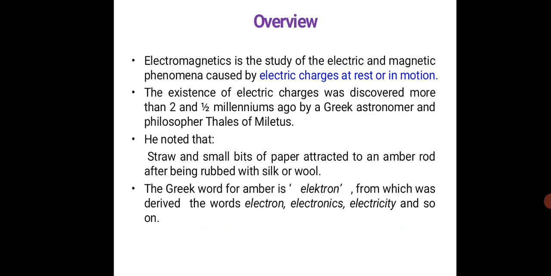The existence of electric charges was discovered more than 2.5 millenniums ago by Greek astronomer and philosopher Thales of Miletus. He noted that straw and small bits of paper attracted to an amber rod after being rubbed with silk or wool. The Greek word for amber is electron, from which were derived the words electrons, electronics, electricity and so on.